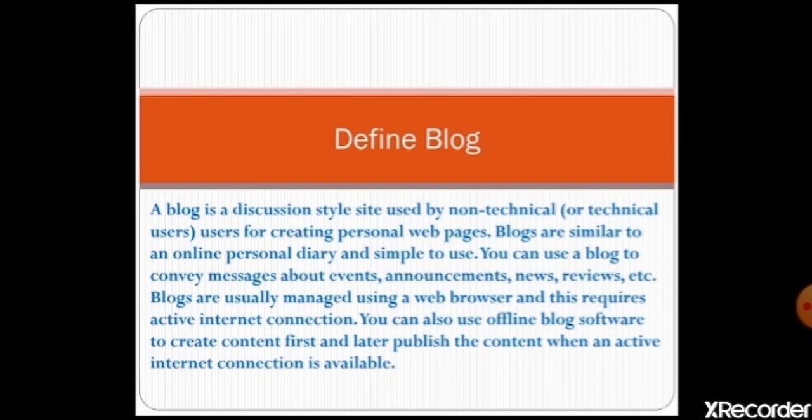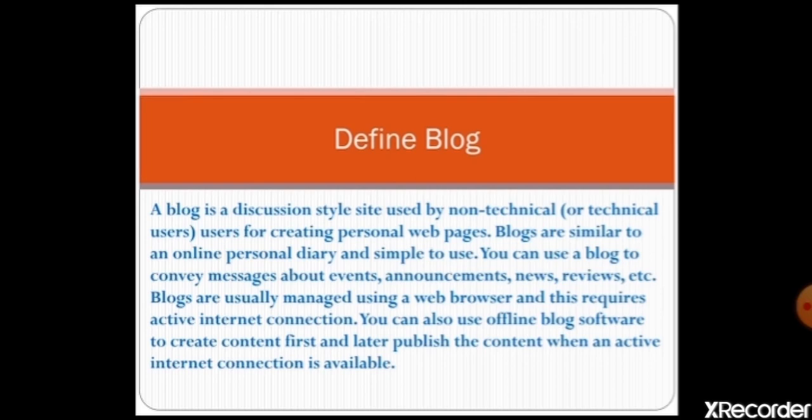Why do we create a blog? Basically, we create a blog when we want to share our personal thoughts with others. The first blogger was Justin Hall, a US freelance journalist. Popular blogging platforms are WordPress and Blogger. So a blog is what? It's a discussion-style site that is used by non-technical or technical users for creating their personal web pages.